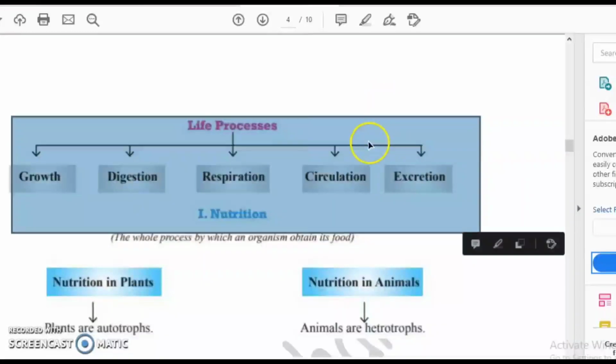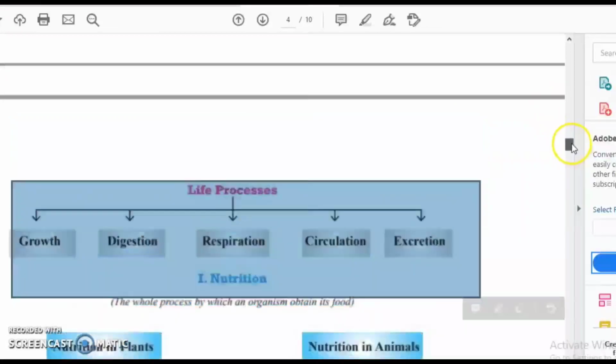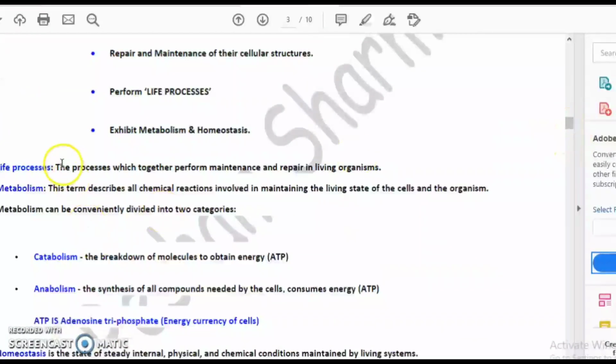If you have noticed, I'm going to add an advanced concept over here. Reproduction has not been mentioned as a life process. In the next tutorial, I will be discussing why reproduction has not been included, but you are free to comment down and tell me why. The hint is that it has something to do with the definition of life processes. So I'm marking the definition for you. This should ring a bell, and this should be a big hint for all of you why reproduction has not been categorized as a life process.